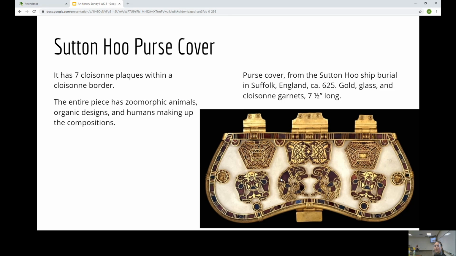So once again, very zoomorphic forms used. It's an organic pattern design in most of the cloisonne forms. This is going to end up becoming later on known as the Celtic knot kind of pattern. Of course, not just characteristic of the Celts, but it is pretty characteristic of the region. And it is 7.5 inches long, if you're wondering the size.